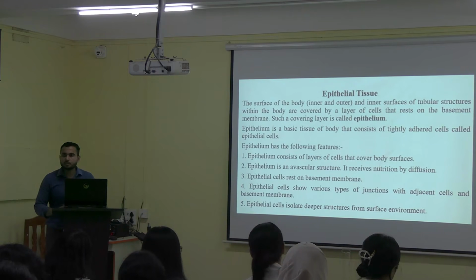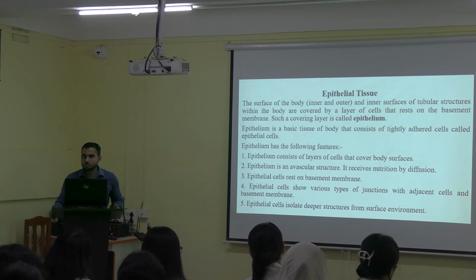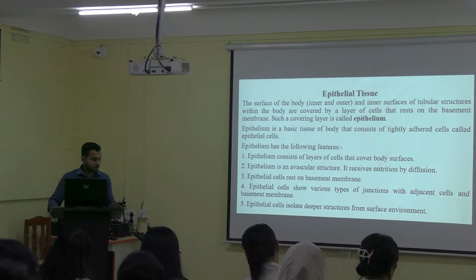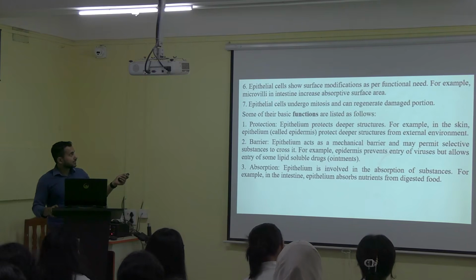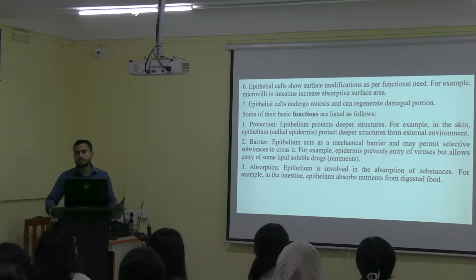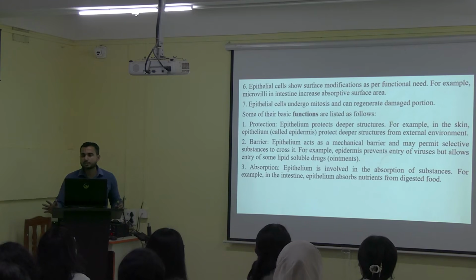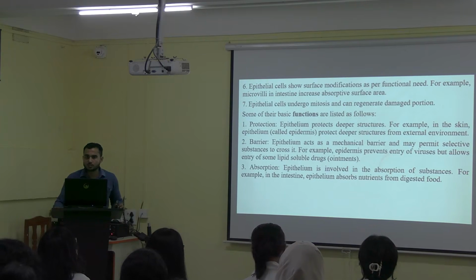Next, I hope you have heard that epithelial cells show some modifications. Now, what are those modifications? You can see, for example, microvilli, which are present in the small intestine. What is the requirement? To increase the surface area for absorption. So these microvilli are present in the epithelial cells only.